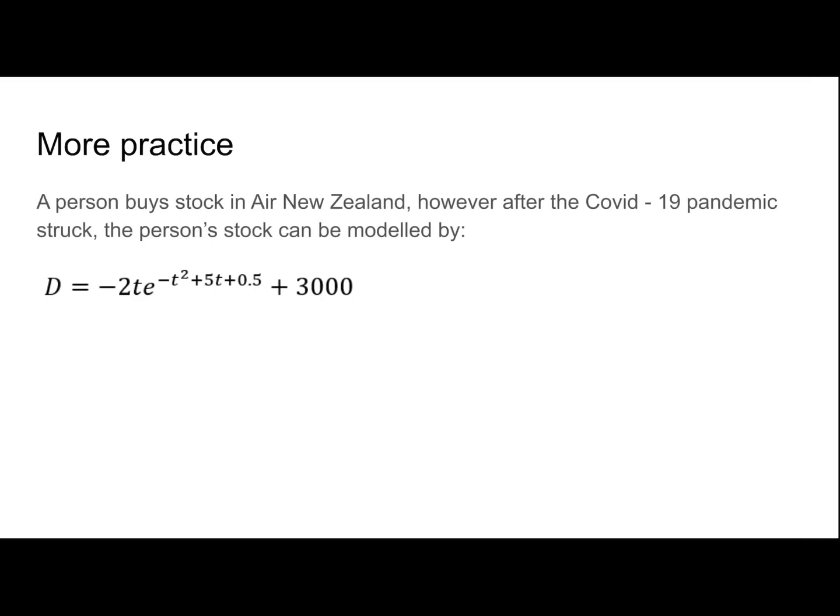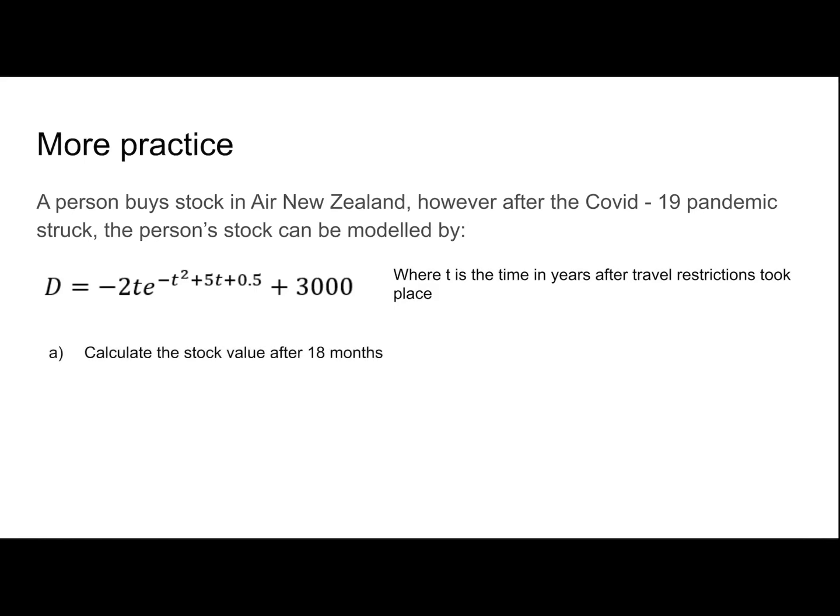Right, so more practice. A person buys stock in Air New Zealand, and after the COVID-19 pandemic struck, the person's stock can be modeled by d equals negative 2t, e to the power of negative t squared plus 5t plus 0.5, plus 3000. The question is, when t is the time in years after travel restrictions took place, calculate the stock value after 18 months. So pause the video now and try this question for yourself.